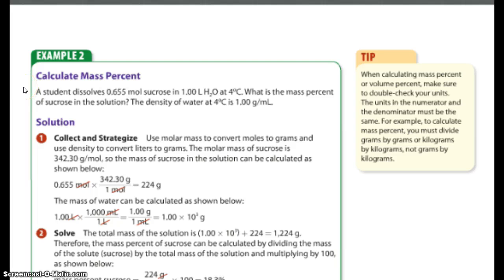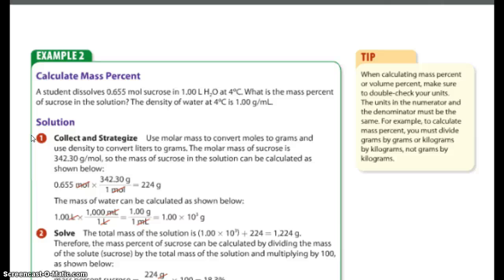Example 2. Calculate mass percent. A student dissolves 0.655 moles of sucrose in 1.0 liters of water at 4 degrees Celsius. What is the mass percent of sucrose in the solution? The density of water at 4 degrees Celsius is 1 gram per milliliter. So again, collect and strategize. Use molar mass to convert moles to grams, and use density to convert liters to grams.